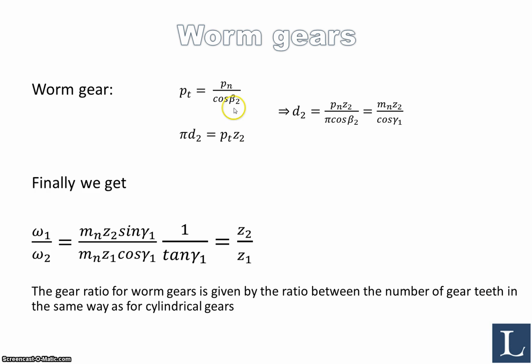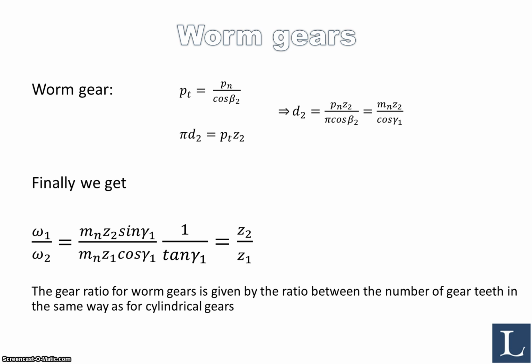According to the same procedure, we have the pitch for the worm gear. In this case, we have cosine beta 2 and the normal pitch. We have the circumference, pi d2 equals pt times z2. Again, solving this for d2 gives us the expression Mn z2 over cosine gamma 1. If we then take all this and put it back into the equation from the previous slide, we end up with the ratio between the angular velocities, omega 1 and omega 2. Putting in the expressions we have just derived, out comes z2 over z1.